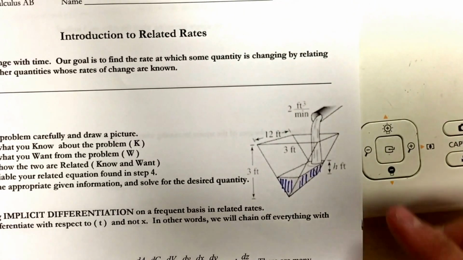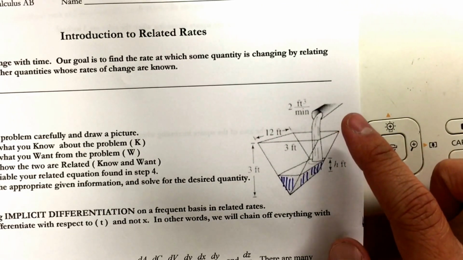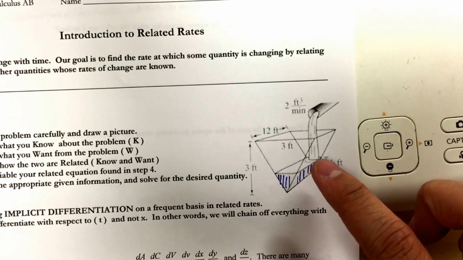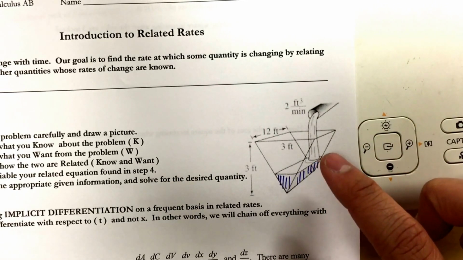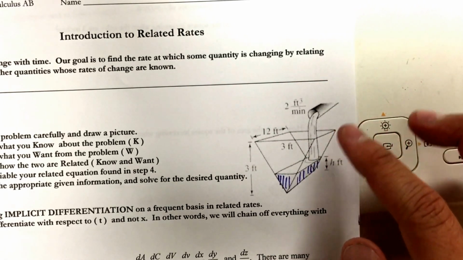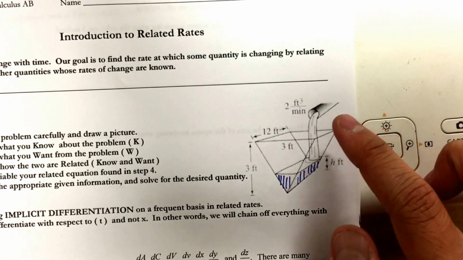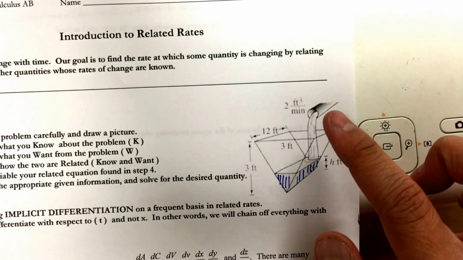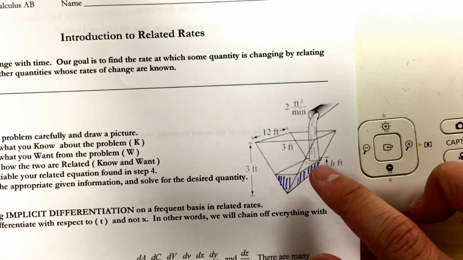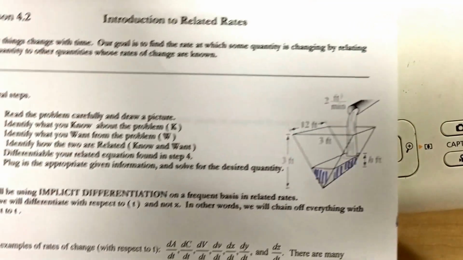This diagram shows a couple of different rates: the rate at which water is flowing out and the rate at which the water level is rising. In a related rate problem, you will know one of these two rates. Perhaps they will give you the rate at which water is flowing out of this pipe, and then they want you to find how fast the water level is rising. That would be a calculus problem.